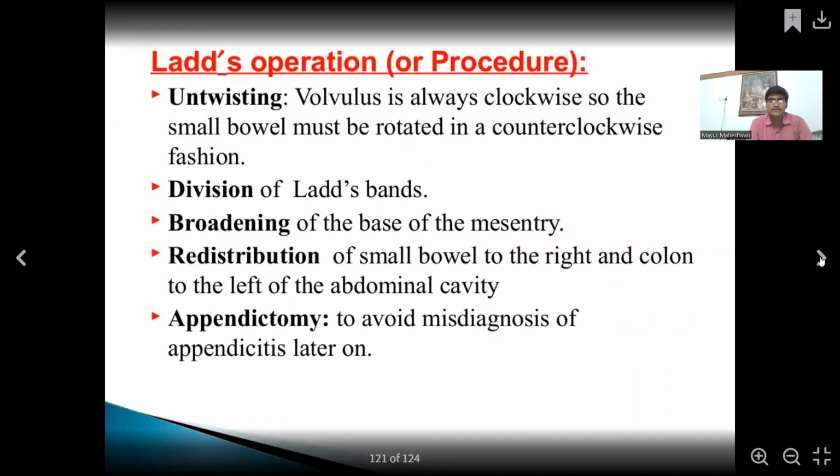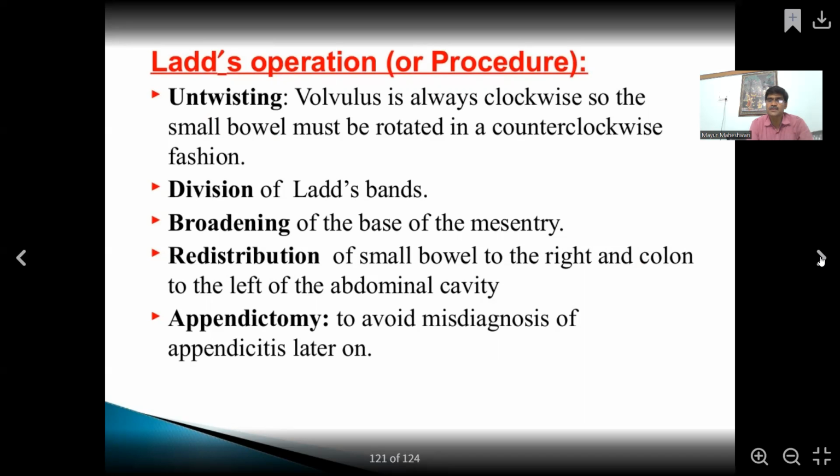Let's discuss the Ladd's procedure, or Ladd's operation. The steps: usually we do a laparotomy through a right upper transverse supraumbilical incision. It includes untwisting of the volvulus. The volvulus is always clockwise, so the small bowel must be rotated in a counterclockwise fashion. Then division of Ladd's bands, broadening of the base of the mesentery, then redistribution of the small bowel to the right and the colon to the left of the abdominal cavity. That is the positioning of the colon.